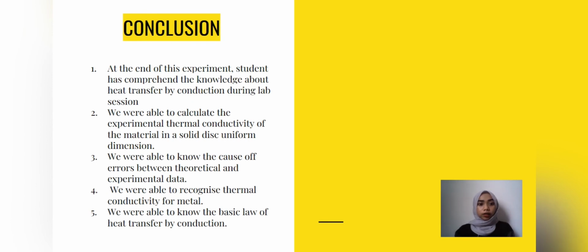At the end of this experiment, we have comprehended the knowledge about heat transfer by conduction during the lab session. Also, we were able to calculate the experimental thermal conductivity of the material in a solid disk of uniform dimension. And then we were able to know the causes of errors between theoretical and experimental data. And then we were able to recognize thermal conductivity for metal. And lastly, we were able to know the basic law of heat transfer by conduction.